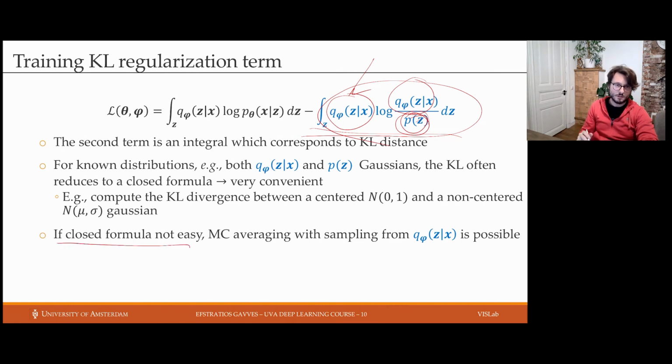However, it can be that a closed form solution is not possible. In that case, Monte Carlo averaging is still possible. So we just sample again from our approximate posterior and average over the remaining quantity.